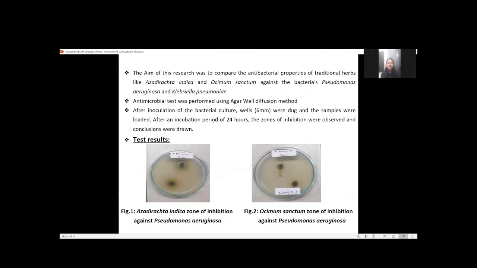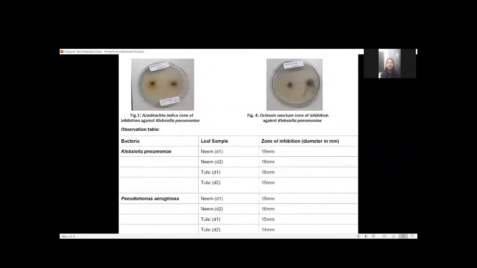Here we can see a plate showing Azadirachta indica zone of inhibition against Pseudomonas aeruginosa, and another plate showing Ocimum sanctum zone of inhibition against Pseudomonas aeruginosa. From the results obtained, an observation table was drawn and all the observations were jotted down.